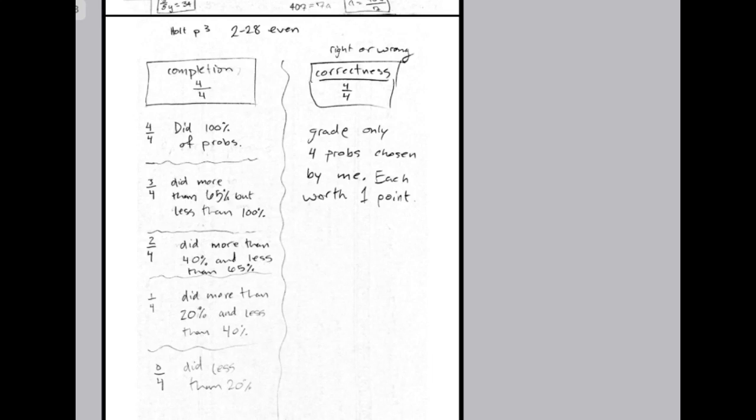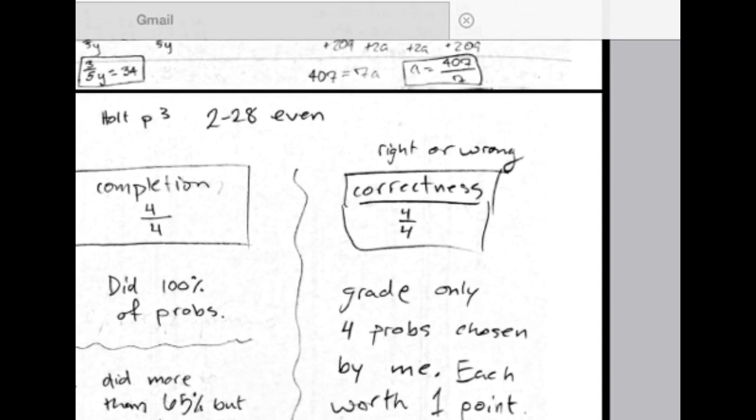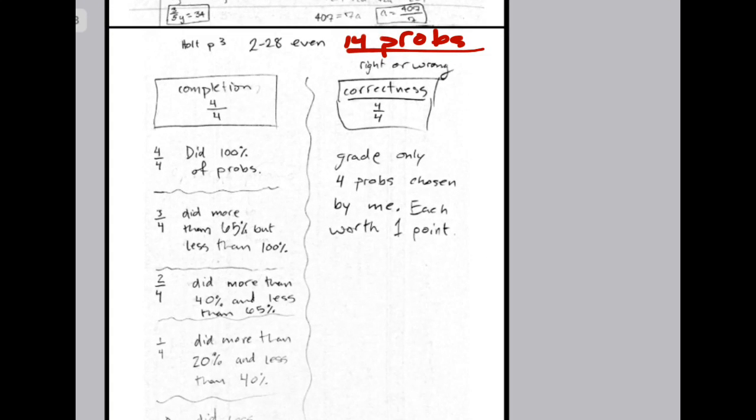So if they do all 14, you're going to have to calculate that every time for each different assignment, because there'll be a different number of problems. Here, since it's 2 through 28 even, there were 14 problems. So that's what you would calculate for this. If they did all 14 problems, then they get a 4 out of 4 for their completion.